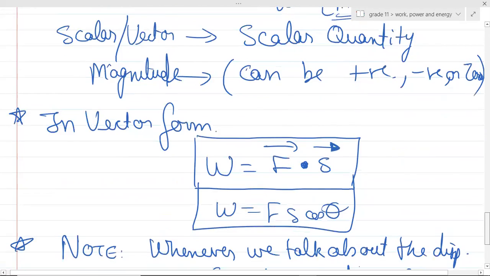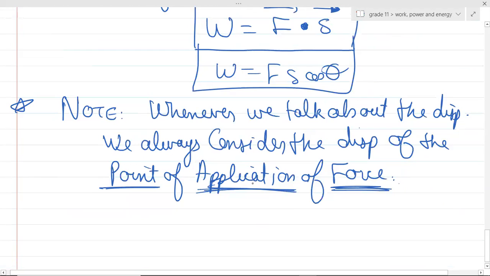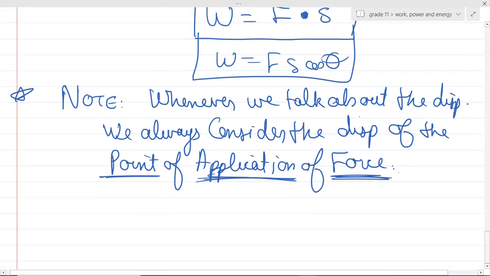It is not that relevant now, but when we talk about rotational motion, when the object will be a rigid body, then this concept will come in handy. Is this clear? Is this clear, guys?